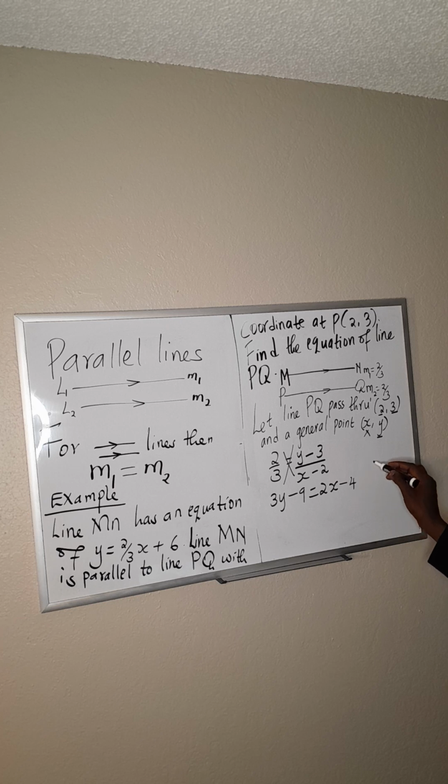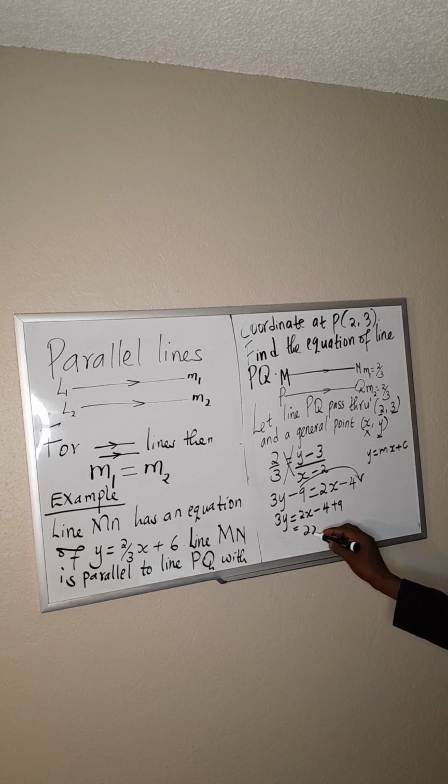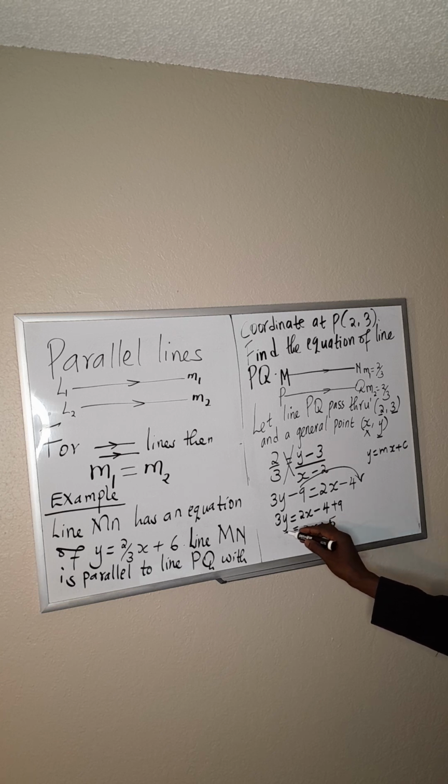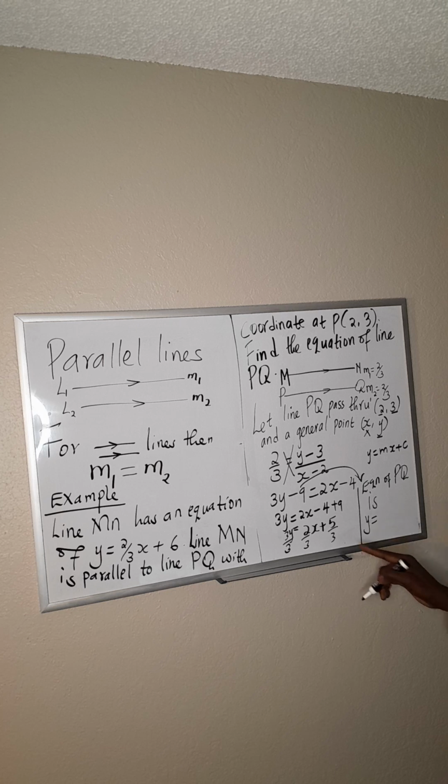I want to write my equation in the form y is equal to mx plus c to see whether my gradient will be equal to 2 out of 3. Therefore, I'll have 3y is equal to 2x minus 4 plus 9. When this 9 crosses the equal sign, it becomes positive. So what do I have? 2x minus 4 plus 9, which gives 2x plus 5, is equal to 3y. I want to remain with y, so I divide everything by 3. So the equation of line PQ is y is equal to 2 out of 3x plus 5 out of 3. You can see the gradient here is the same as the gradient here. Therefore, this becomes your solution. That is our answer.